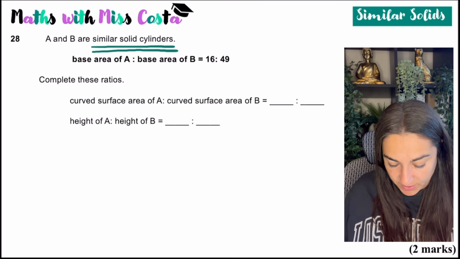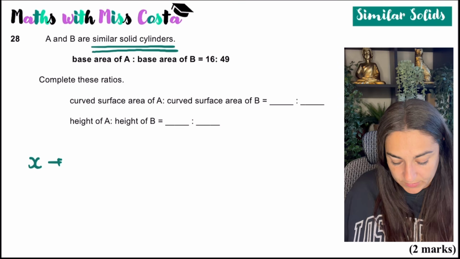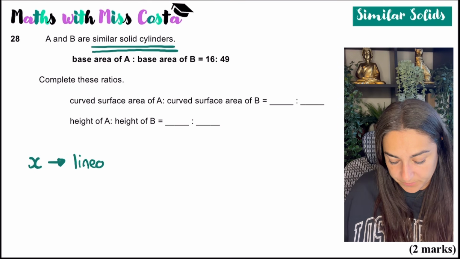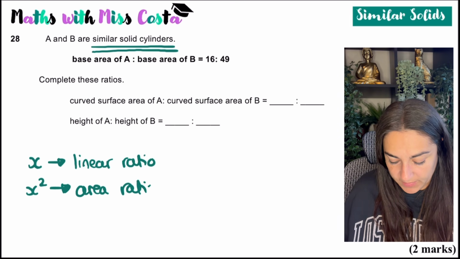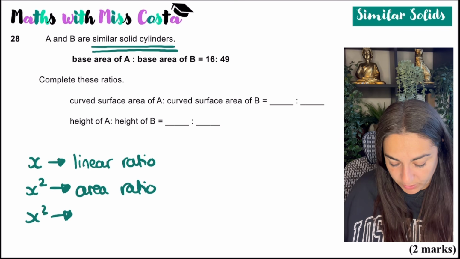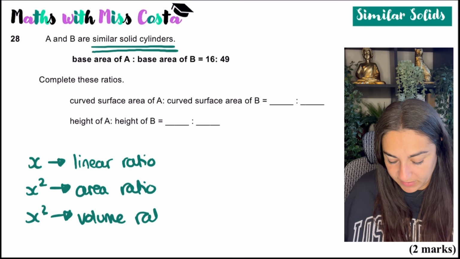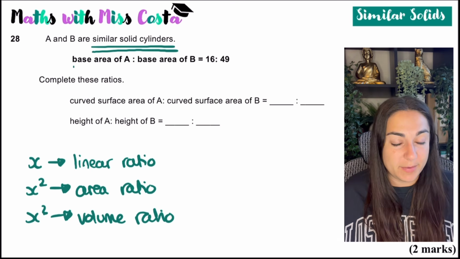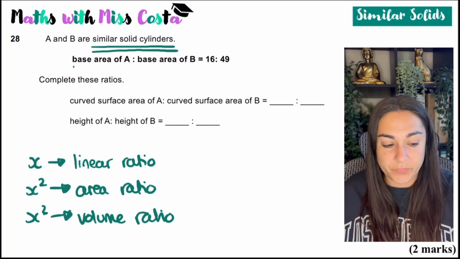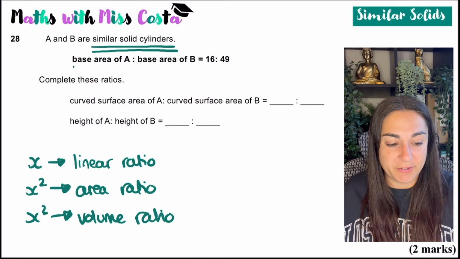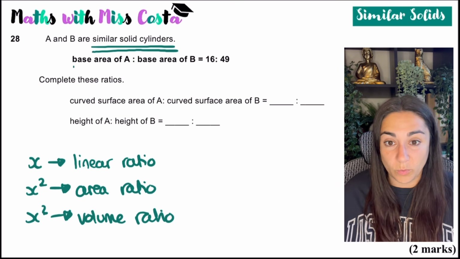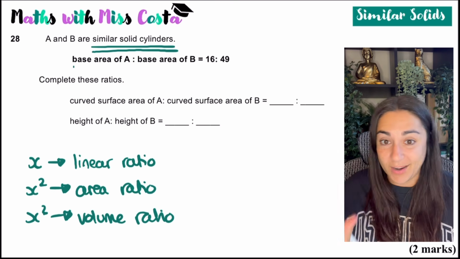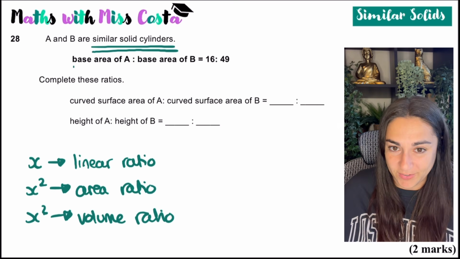So my area ratios, so you've got X, which is your linear ratio. You've got X squared, which is going to be your area ratio. And then you've got X cubed, which is your volume ratio. But we're not dealing with volume, so we don't need to worry about that. So all areas in similar shapes, all types of area, so base area, curved surface area, or total surface area are all going to share the same ratio. So all areas in similar solids share the same ratio.